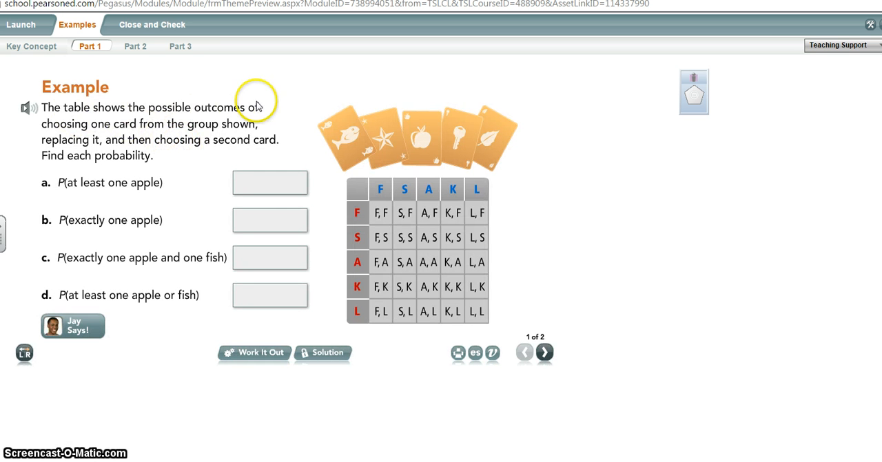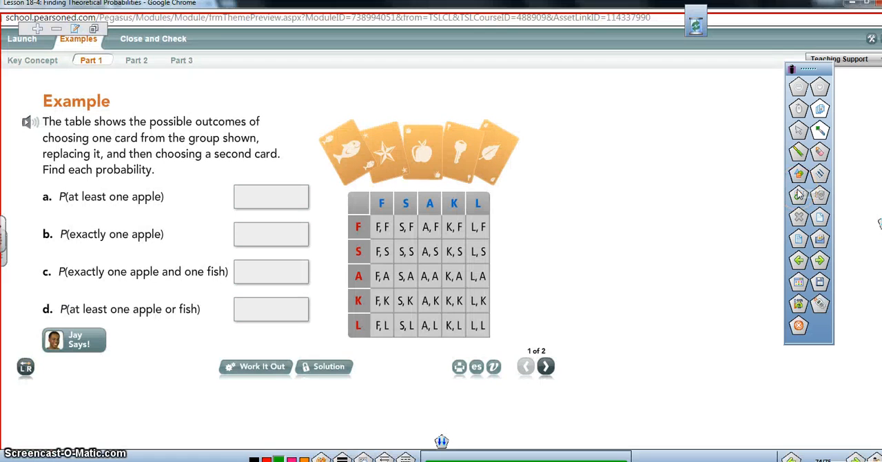The table shows the possible outcomes of choosing one card from the group shown, replacing it, and then choosing a second card. Find each probability. So we do the favorable outcomes divided by the total number of possible outcomes. The probability of getting at least one apple.